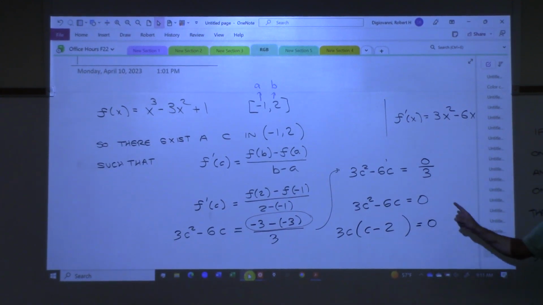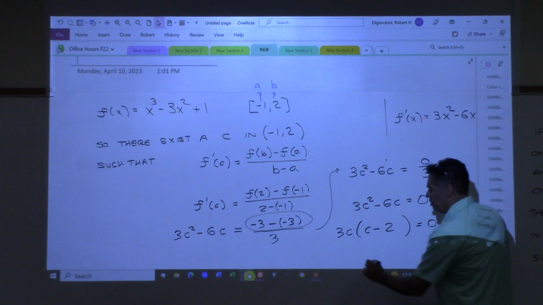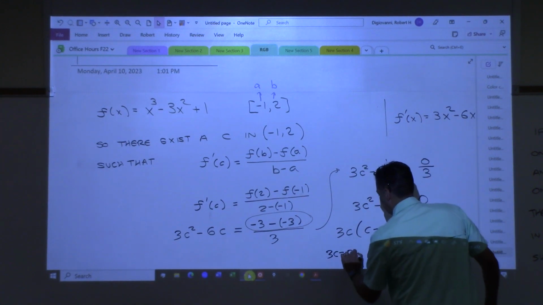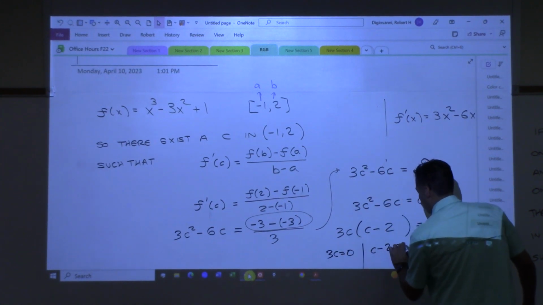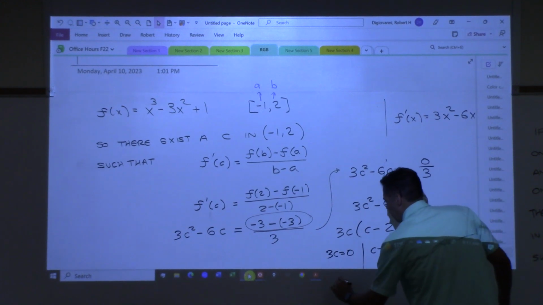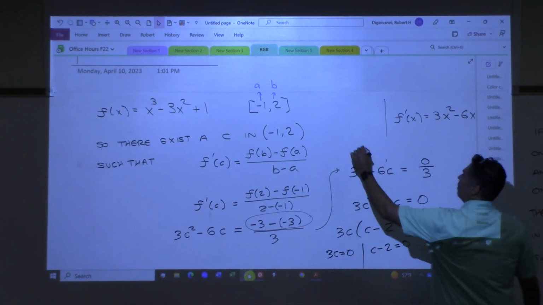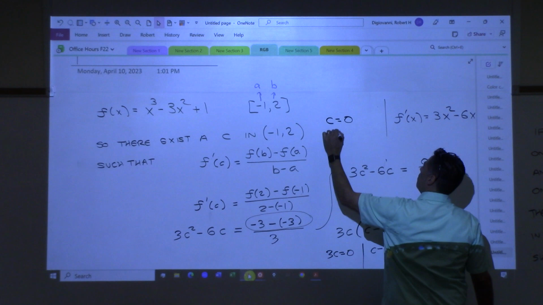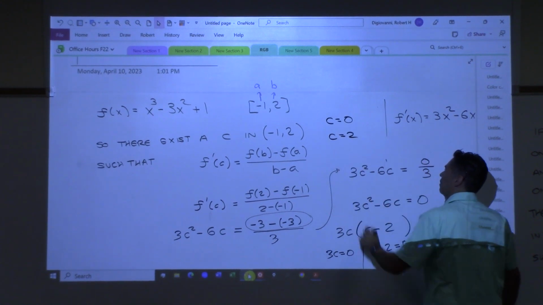And then I set each of those factors equal to 0. So what are my two solutions? If I set that to 0, I get 0. If I set this to 0, I get 2. So my two answers are c equals 0, c equals 2, right?